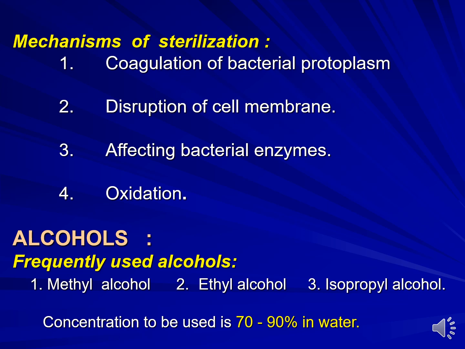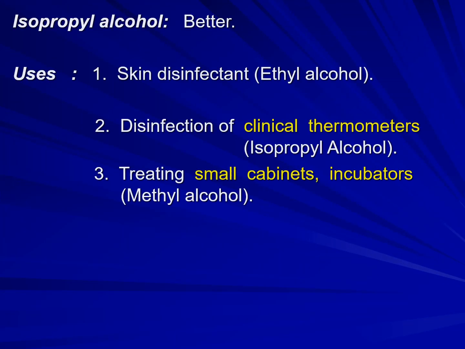And coming to the classification of disinfectants, first of all, alcohols. These alcohols are very frequently used in sterilization procedures, and these are of three types: mainly methyl alcohol, ethyl alcohol, and isopropyl alcohol. And here the concentration to be used is 70 to 90% in water. First of all, the isopropyl alcohol is better.